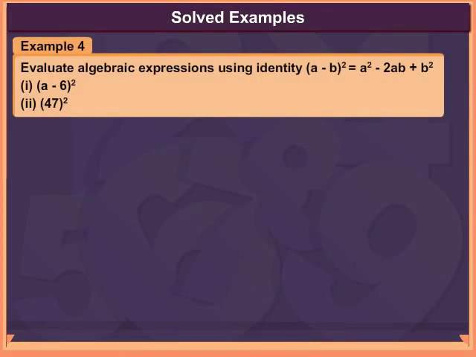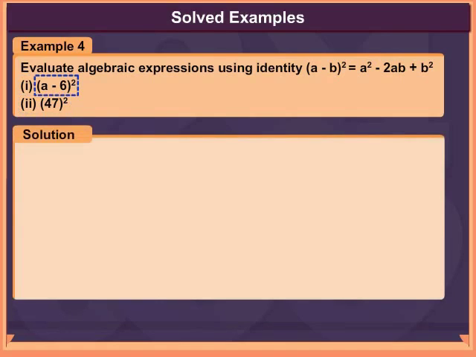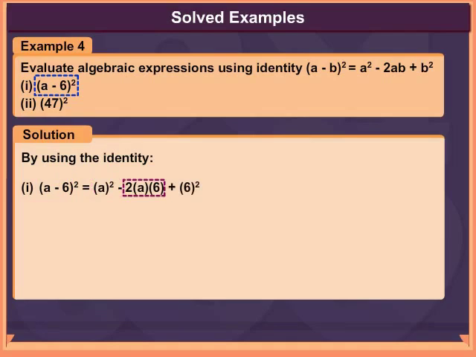Example 4. Evaluate the algebraic expressions using the identity (a minus b) whole square is equal to a square minus 2ab plus b square. First is (a minus 6) whole square. Second is 47 square. Solution. Let's solve the first part. By using the identity, we can solve this. We only have to substitute 6 instead of b. We get a square minus 2 into a into 6 plus 6 square. That will be a square minus 12a plus 36.